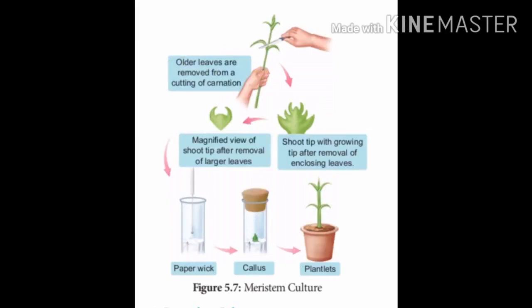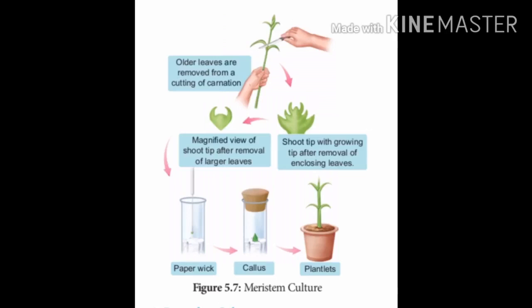The second type of culture would be meristem culture. In this, the culture of any plant meristematic tissues on the culture medium. You can look into the picture. The older leaves are removed by cutting. The young tips are taken up. We can find the meristematic tissues there.